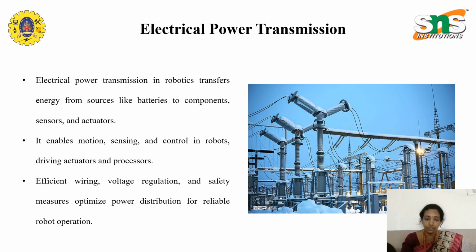This transfers energy from sources like batteries to components, sensors, and actuators. It enables motion, sensing, and control in the robots. This provides power to drivers, actuators, and processors. This involves efficient wiring, voltage regulation, and safety measures. It is to optimize the power distribution for reliable robot operation.